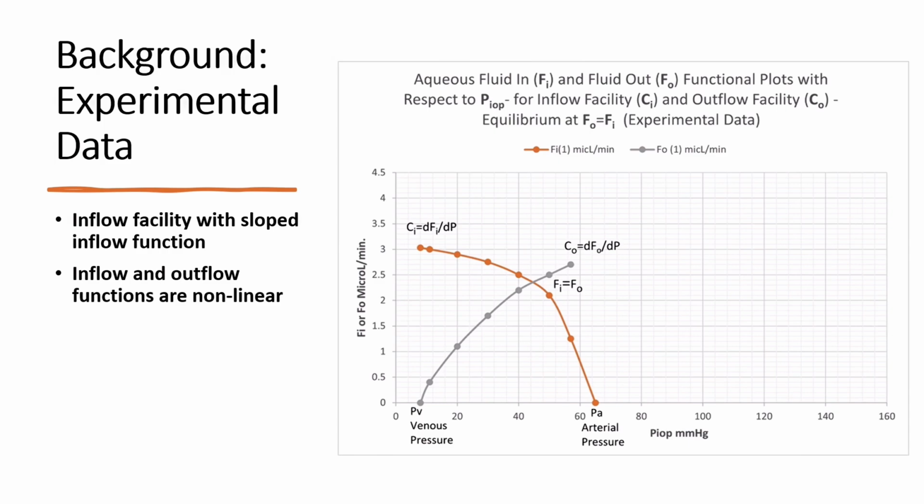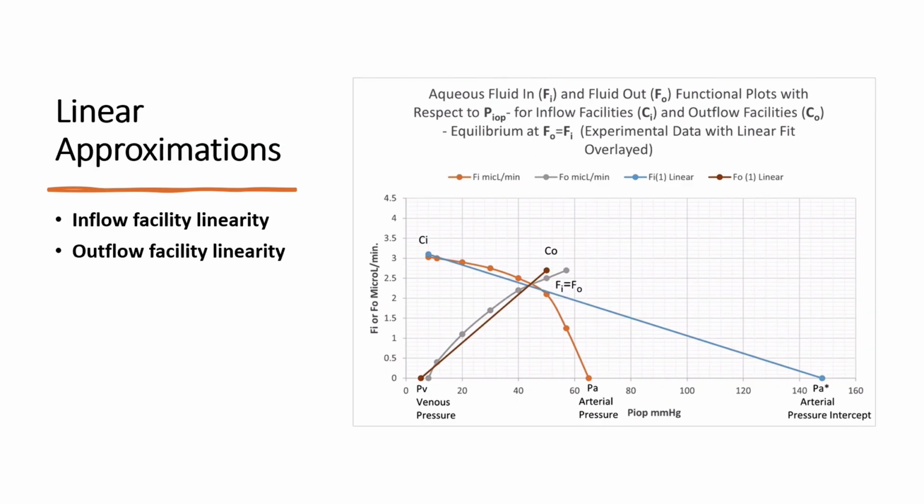The real-world experimental data demonstrates nonlinear functions of fluid in and fluid out with respect to IOP where equilibrium remains at their intersection. However, there is a negative slope to the fluid in function, which is coined the inflow facility, and an x-intercept, which is at the arteriolar pressure. This was described by Moses et al. The linear assumptions are reasonably valid in the physiologic range of IOP. Therefore, the same Goldmann outflow equation is used.